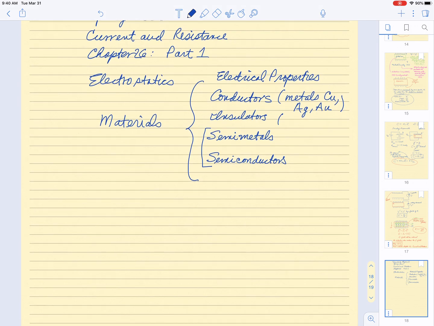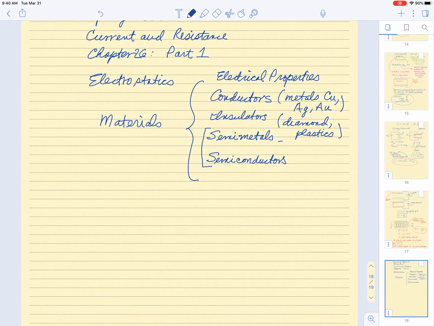We have insulators, materials like diamond, which is the consummate electrical insulator, plastics, and so there's a whole host of insulators that do not have, in our case, free electrons to be able to move through the material easily.